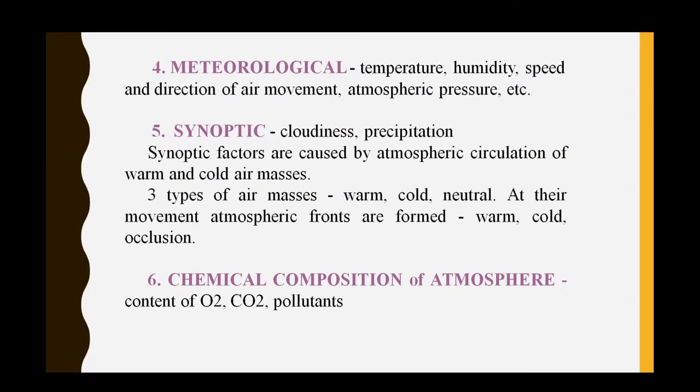Next group of factors, very important, and this group of factors we use very often: meteorological factors. It's the usual data of temperature, humidity, speed and direction of air movement, and atmospheric pressure. Next group, synoptic factors: cloudiness, precipitation. Synoptic factors are caused by atmospheric circulation of warm and cold air masses. There may be three types of air masses, warm, cold, and neutral. At their meeting, atmospheric fronts are formed. These fronts may be warm, cold, and may be occlusion. Chemical composition of atmosphere: usually we measure the content of oxygen, carbon dioxide, and presence of pollutants in the atmosphere.